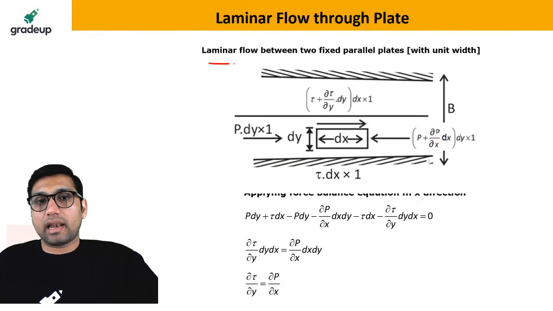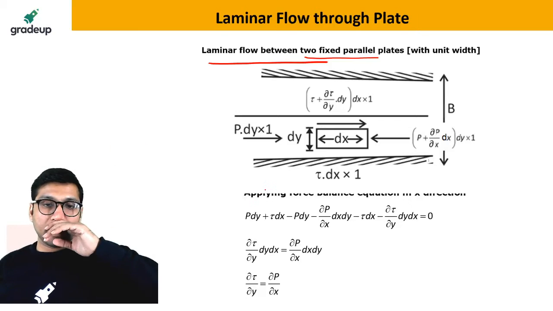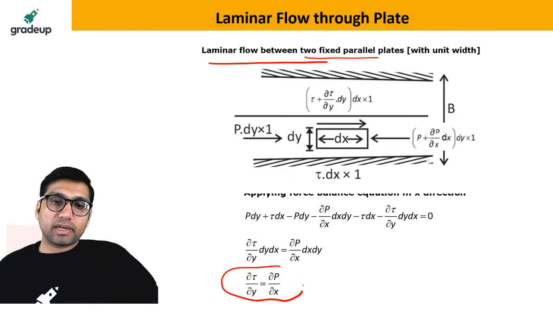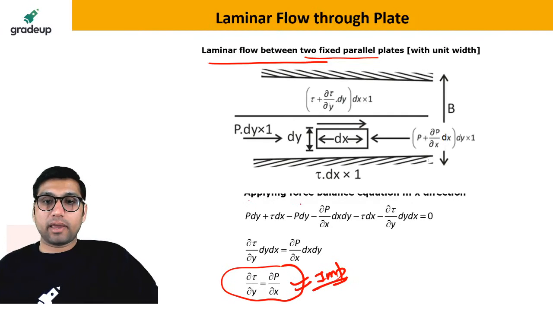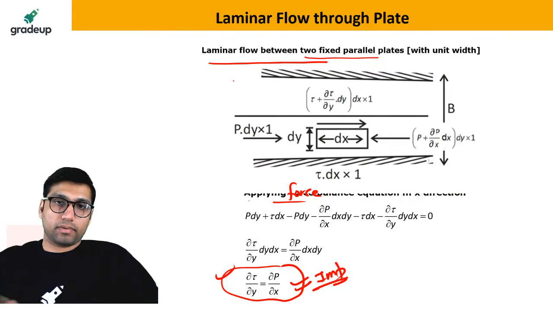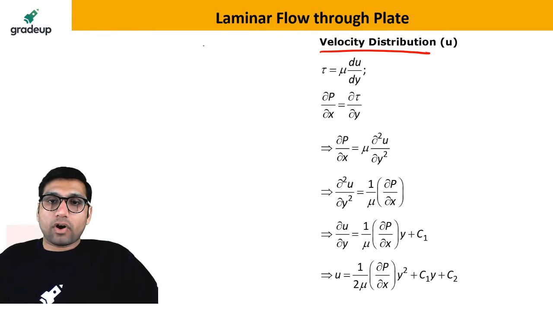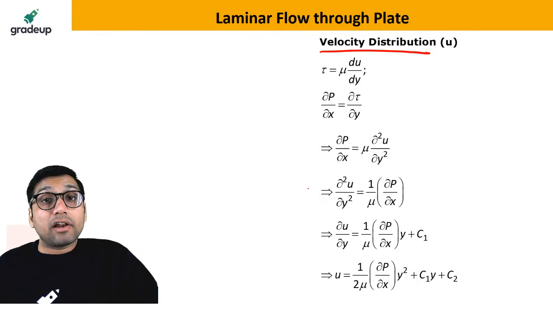Next, we are going to study the laminar flow between two fixed parallel plates. When the laminar flow is taking place between two parallel fixed plates, you get this equation: del tau by del y is equal to del p by del x. This is an important relation. You get it from the derivation, by applying the force balance equation. Now, what is the velocity distribution for laminar flow through parallel fixed plates?